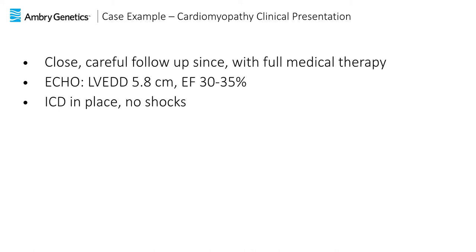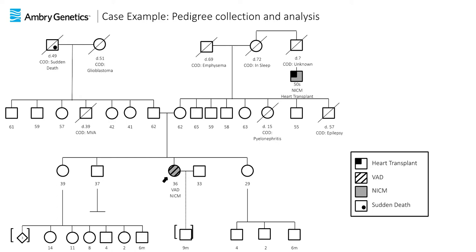This patient was referred to the cardiovascular genetics team, and as a first step, a detailed pedigree was collected and analyzed by the genetic counselor. As you can see, this patient has an older sister, an older brother, and a younger sister. Her parents are 62 years of age with no known heart disease. On her mother's side of the family, with her mother represented as the 62-year-old circle or female, there are several individuals, but no known heart disease in her sibship.